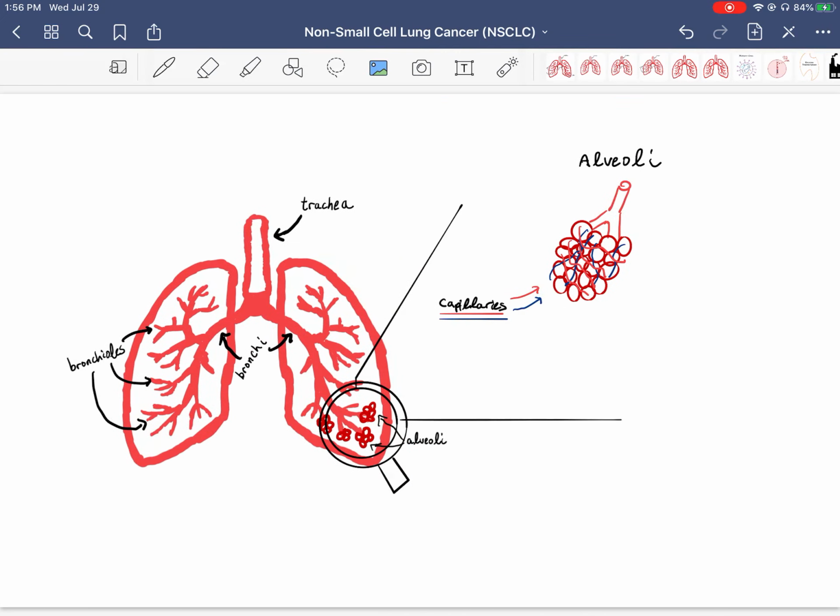Zooming in, your alveoli are surrounded by tiny blood vessels called capillaries that allow for gas exchange. Specifically, the alveoli absorb oxygen into your blood from the air that you inhale and remove carbon dioxide from the blood into the air that you exhale. This is the primary job of your lungs, taking in oxygen and getting rid of carbon dioxide.